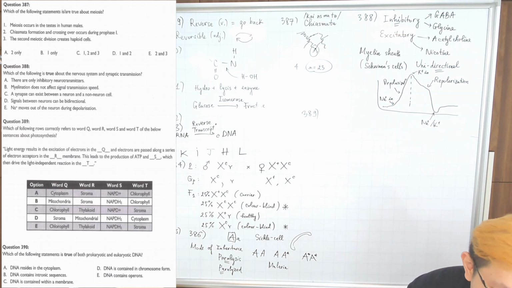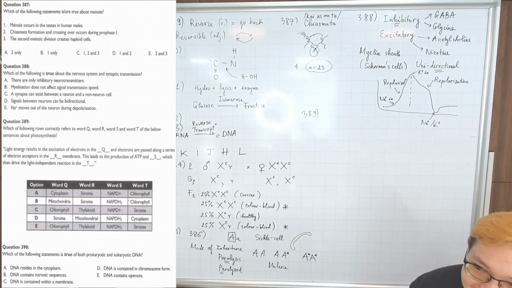This leads to the production of ATP and NADPH, right? Then drive the light independent reaction in the stroma. Are you sure? Which one, C or E? You choose then.